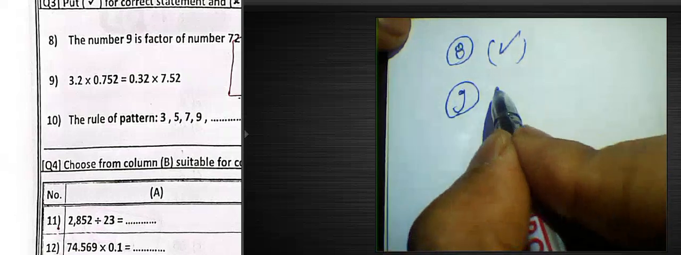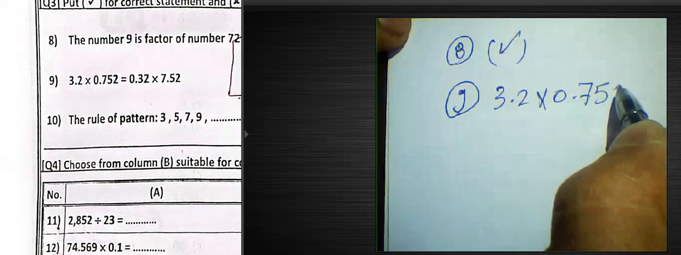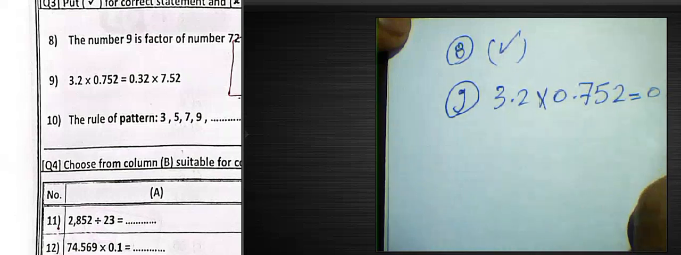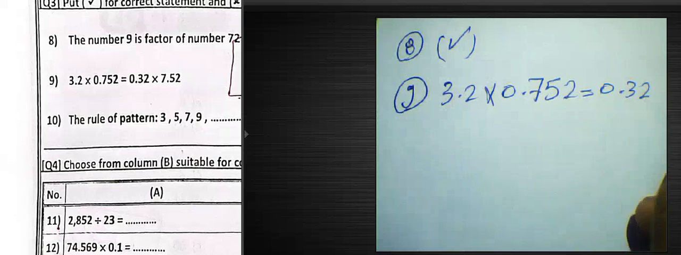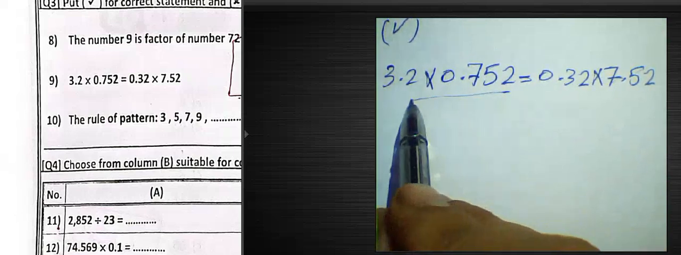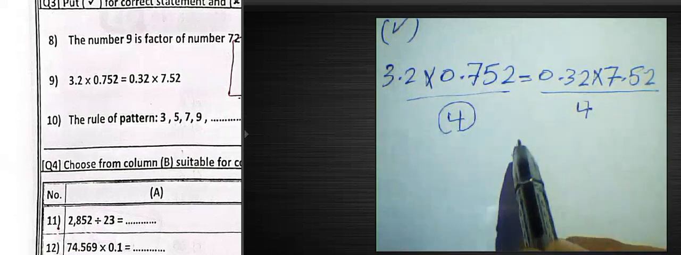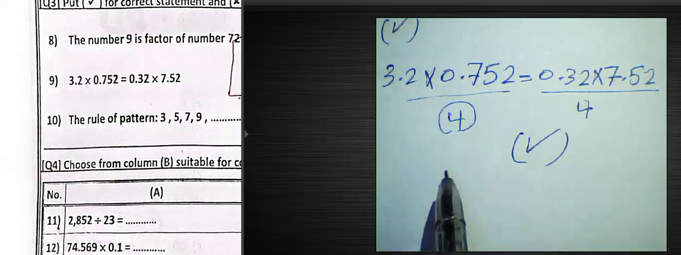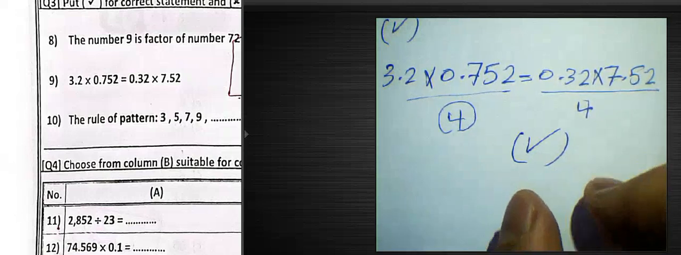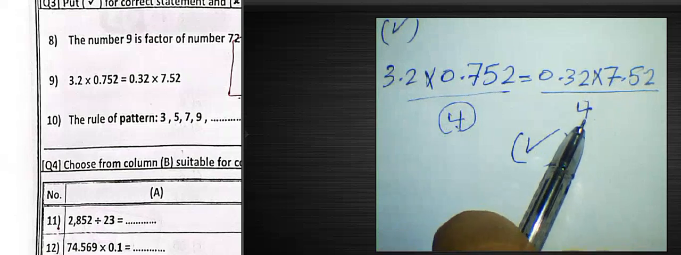Question number 9. 3.2 multiplied by 0.752 equals 0.32 multiplied by 7.52. True or false? Look here, the point here will be after 4 digits, and here will be after 4 digits. So the result will be equal. So we must write true for question number 9, because the result here has a point after 4 digits, and here the result will be after 4 digits.